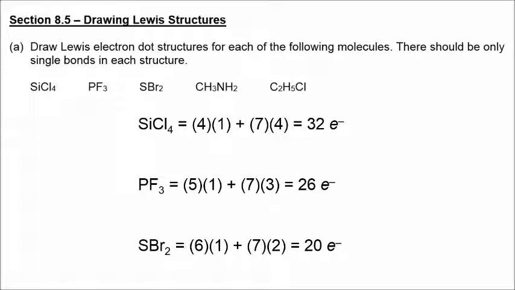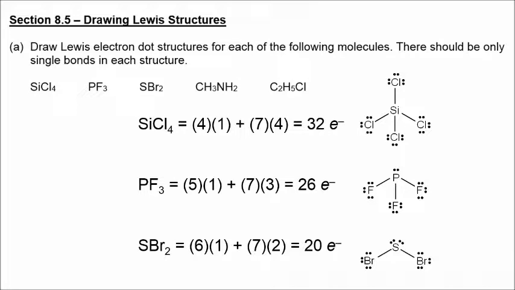We draw single bonds to connect all of the atoms, and if we have extra lone pairs, we put them around the atoms to fulfill the octet. So these are the Lewis electron dot structures for silicon tetrachloride, phosphorus trifluoride, and sulfur dibromide. Again, you can see that every atom has a full octet, and there are only single bonds in each structure.